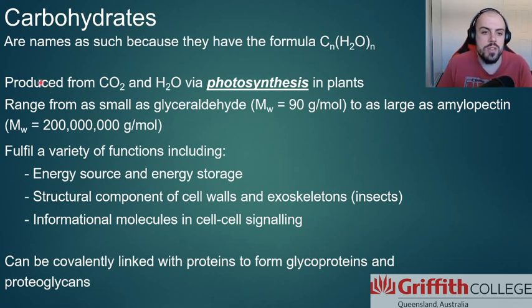Now the size of carbohydrates and the size of sugars vary enormously. Very enormously. So we can have glyceraldehyde, which can have a molecular weight of 90 grams per mole, versus amylopectin, which we're actually going to talk about at the end of today's lecture, which can be 200 million grams per mole. So a huge scale, which again, we're going to deconstruct.